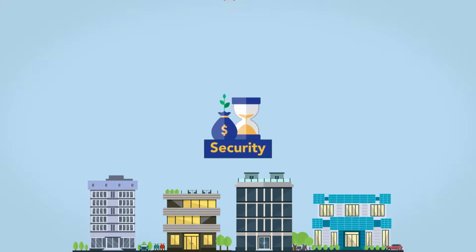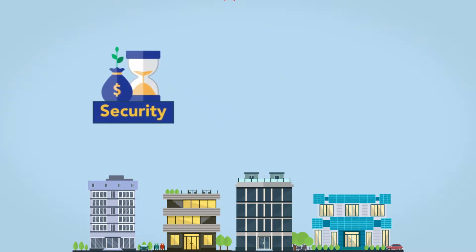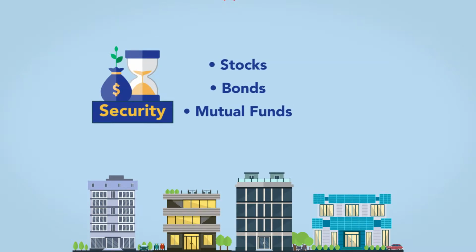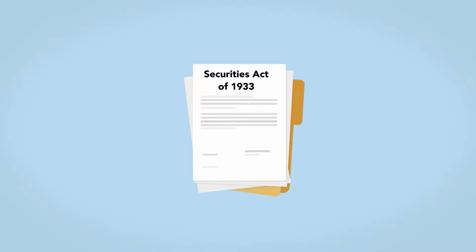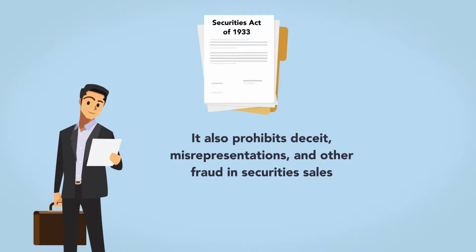A security is an investment interest in the business entity that can be exchanged for value. It's a catch-all term that covers many kinds of investments, such as stocks, bonds, and mutual funds. The governing law is the Securities Act of 1933, known as the Truth in Securities Law. It requires that investors receive financial and other information concerning securities prior to the public sale. It also prohibits deceit, misrepresentation, and other fraud in securities sales.